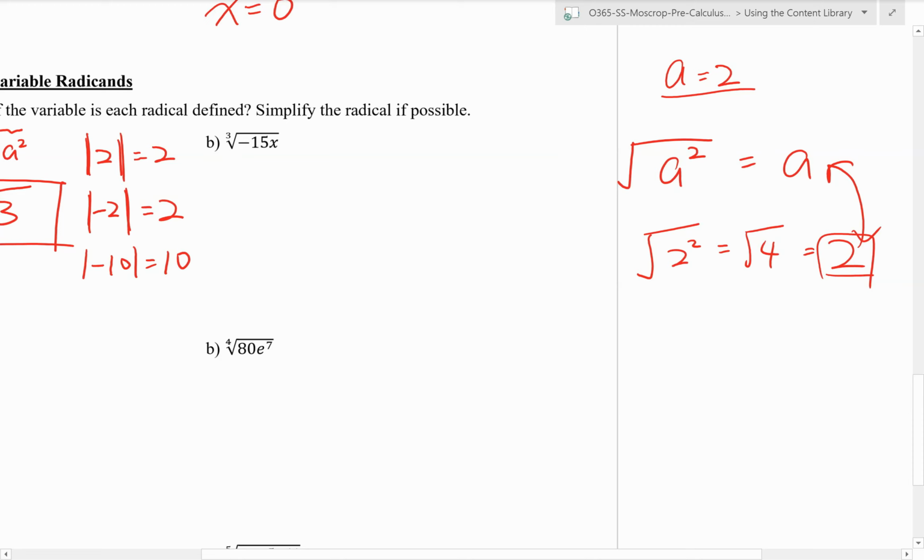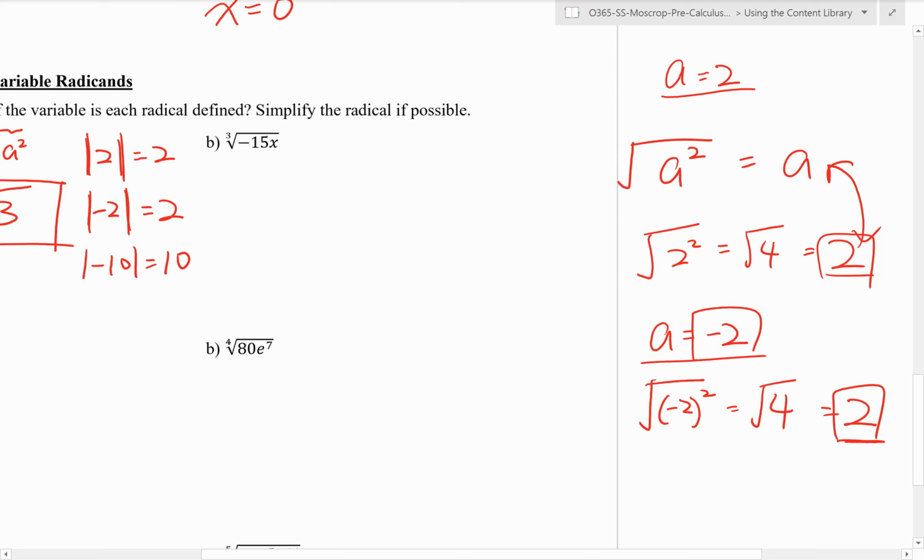True. However, what if I say that a is negative 2? Well, then this becomes square root of negative 2 squared, which is square root of 4, and that's 2. A is negative 2, but the result is not negative 2, that's positive 2. You can see that. They are not the same.